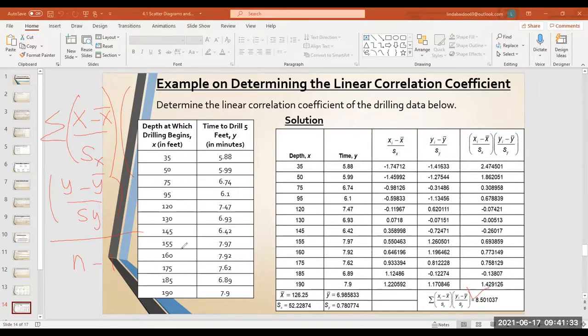So put in the values and it will give you your x. Get the x bar, write it down. Get the standard deviation, write it down. Then we'll do the same for y. Put in the values for y.